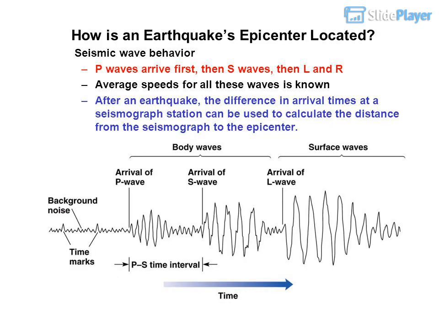How is an earthquake's epicenter located? Seismic wave behavior. P waves arrive first, then S waves, then L and R. Average speeds for all these waves is known. After an earthquake, the difference in arrival times at a seismograph station can be used to calculate the distance from the seismograph to the epicenter.